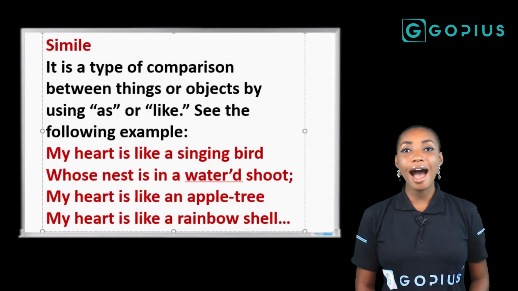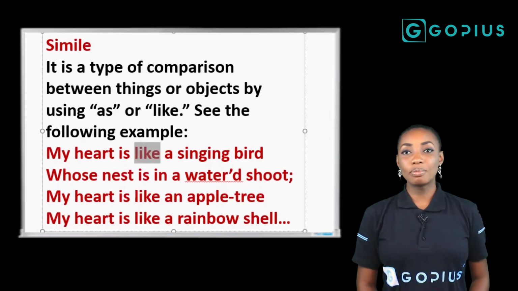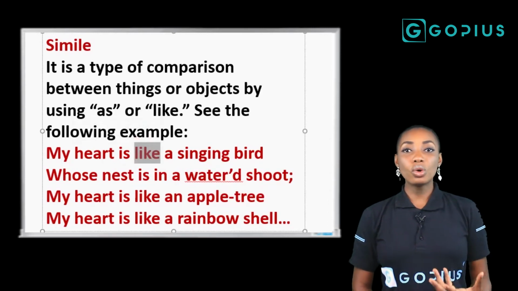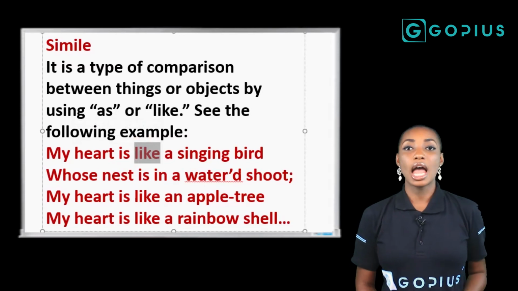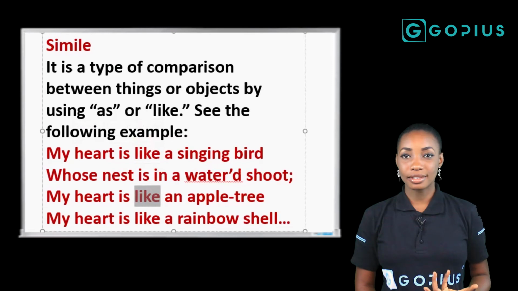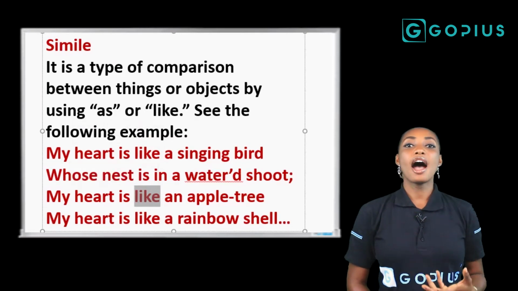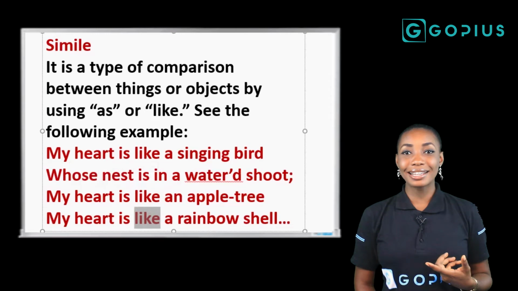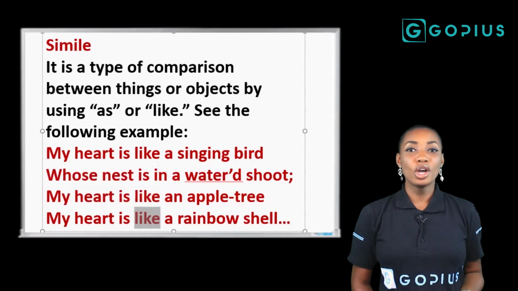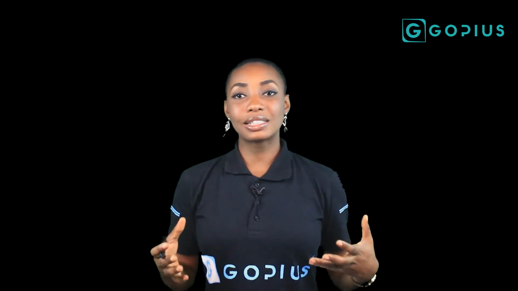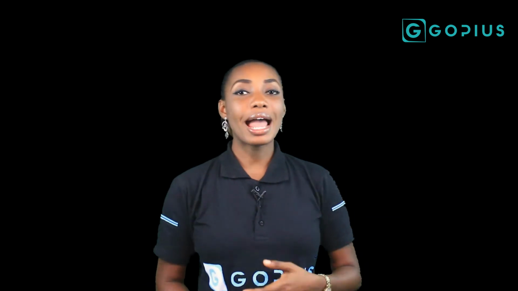We have, my heart is like a singing bird, whose nest is in the watered shoot. My heart is like an apple tree. My heart is like a rainbow shell. You see like here. So you use like in all of this to compare his heart and what he feels, the state of his heart right now. My heart is like an apple tree that has apples on it. My heart is like a rainbow shell. It's joyful. My heart is like a singing bird.